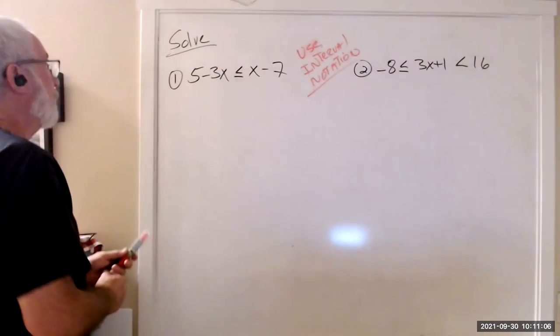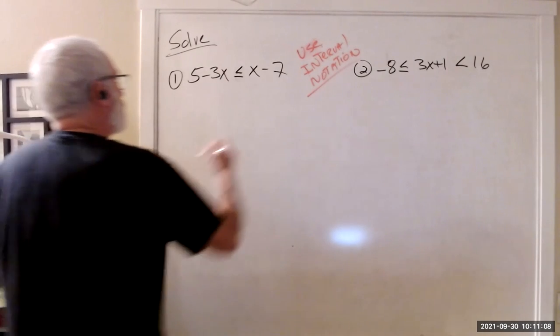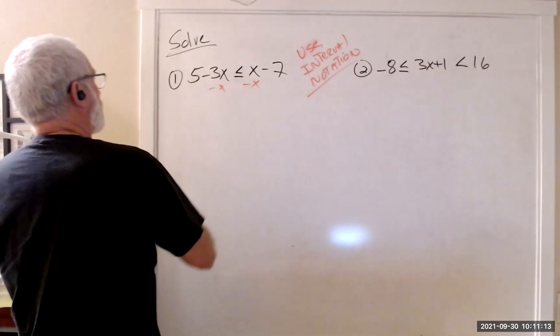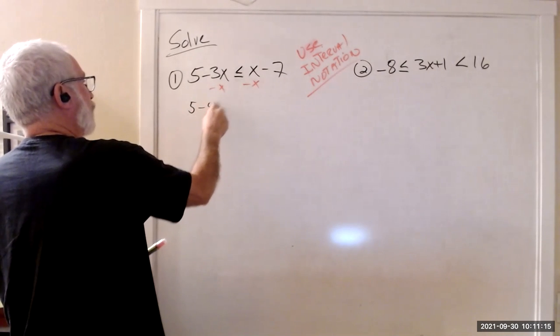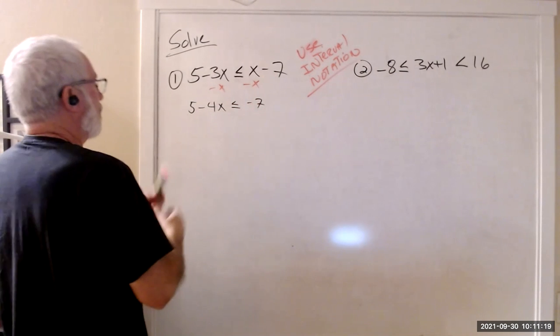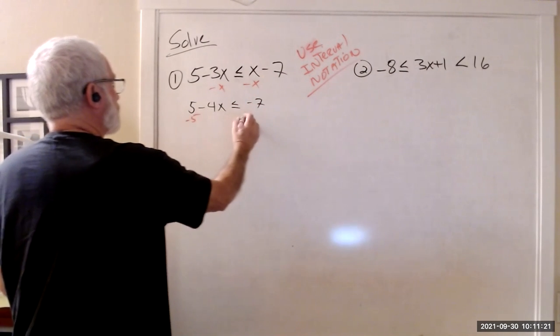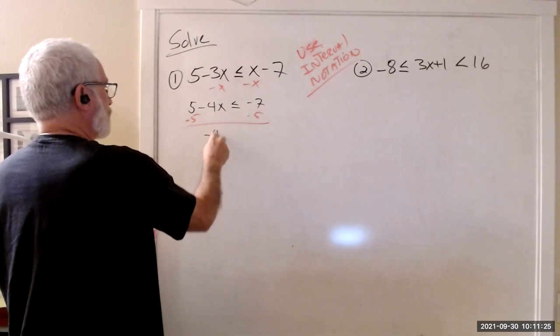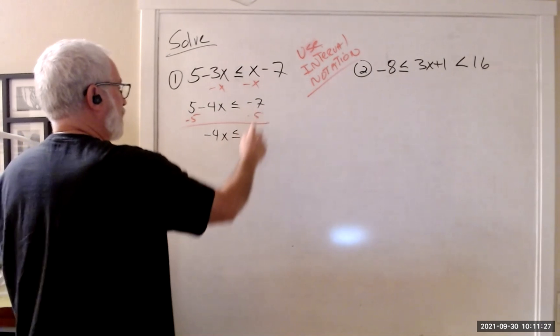So here we go. Do the first one. I'm going to take x away from both sides. That's going to give me 5 minus 4x less than or equal to negative 7. I'm going to take away 5 from both sides. That's going to give me negative 4x less than or equal to negative 12.